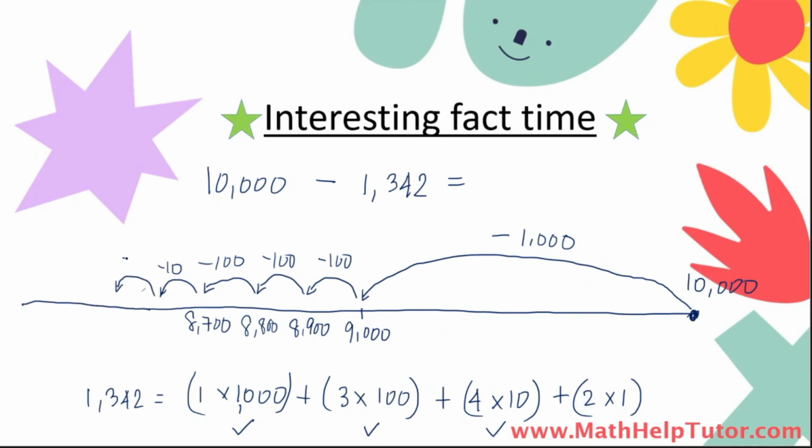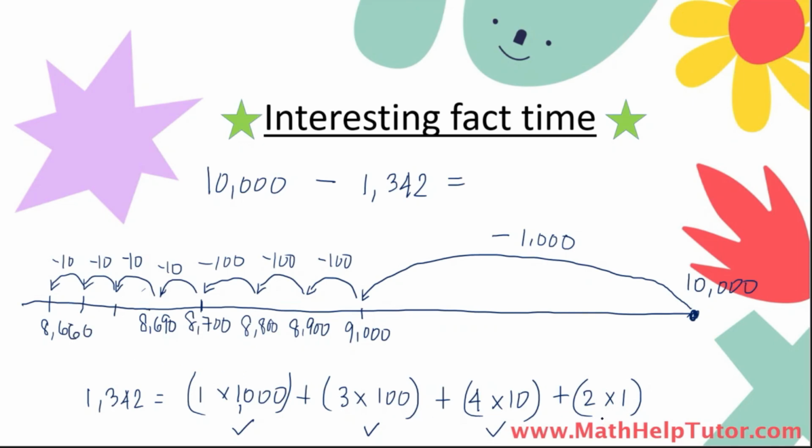Let's extend our number line a little bit. That's 2 tens, 3 tens, 4 tens. So at this point, it's 8,700. We subtract 10, becomes 8,690. Here it becomes 8,680, becomes 8,670. And here we have 8,660. So we're done with the tens place.